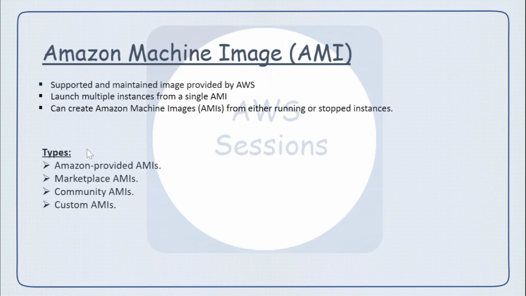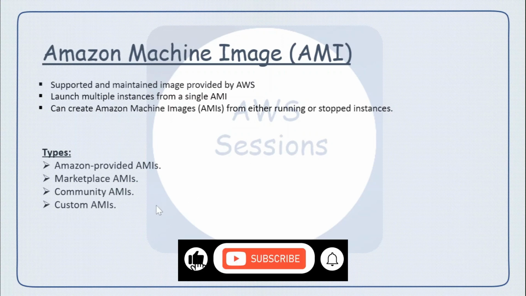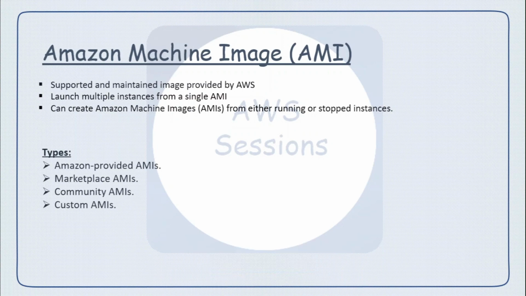So there are different types of AMI that AWS offers, and you can create your instances using any of these AMIs. First is Amazon provided AMIs. So these are provided by AWS only. Next, marketplace AMIs. These are created by some third party. Community AMIs. These are again created by third party, but the difference is that marketplace AMIs are approved by AWS. And finally, custom AMIs. So these are the AMIs which we create for our use. Suppose I am making some changes into the instances, then I can create an AMI for my use. That will be a custom AMI.